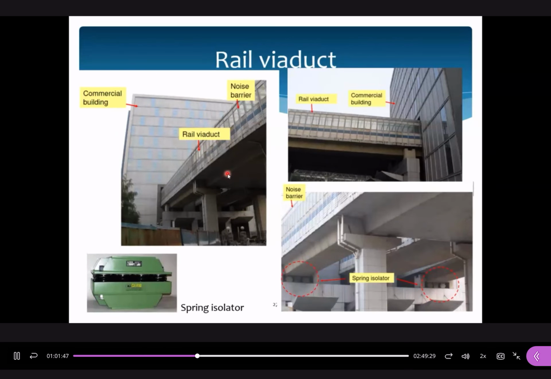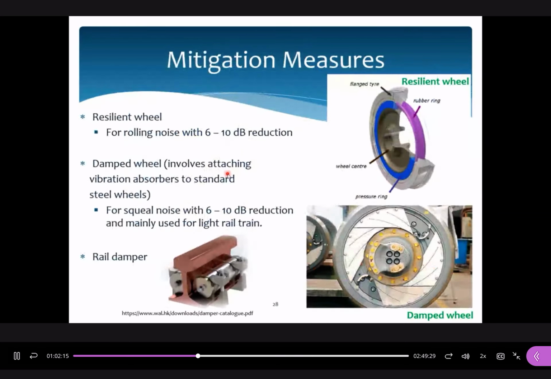And this is another example showing that on this viaduct, we use the noise barrier, a fully enclosed barrier, and below this one we install the spring isolators. Please pay attention to this one. The provision of spring isolators is used to reduce the structure-borne noise, and the noise barrier here is used to reduce the airborne noise.